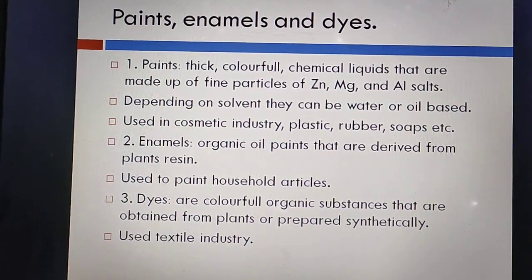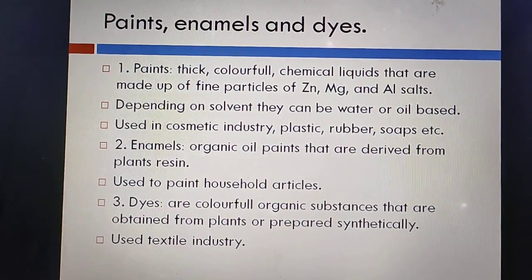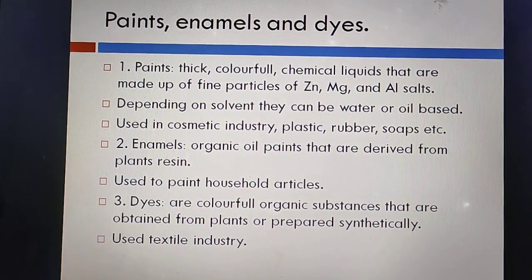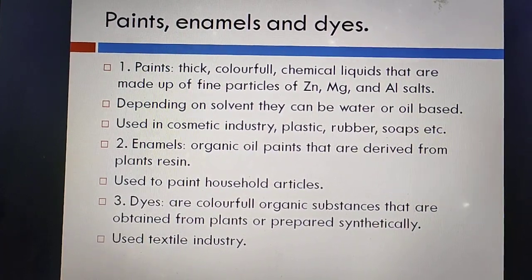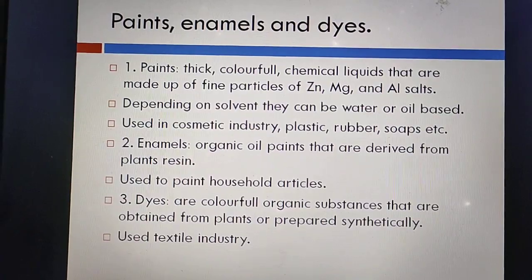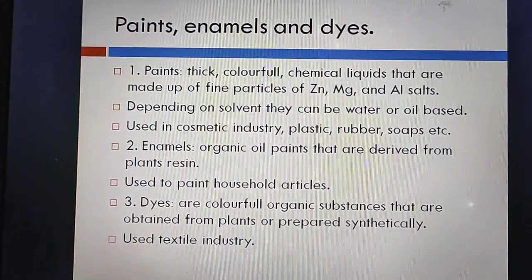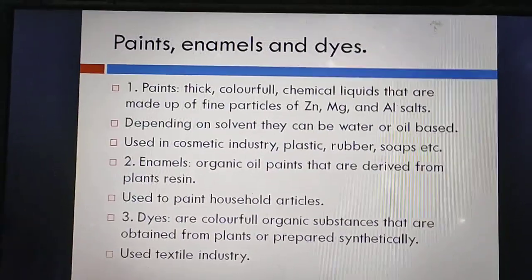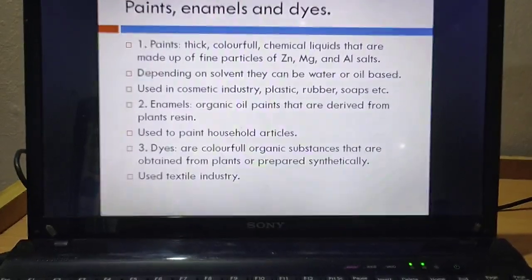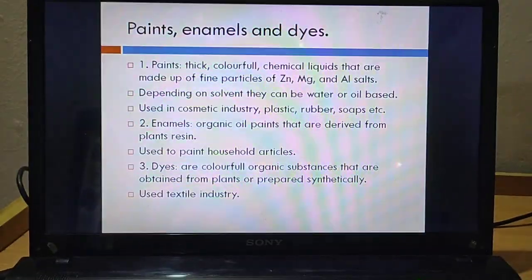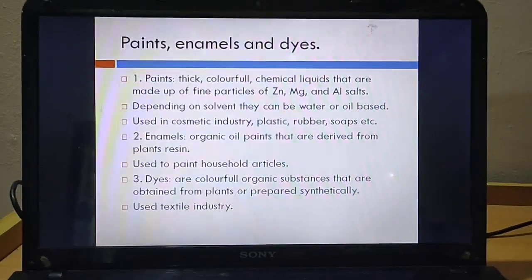Yes, dyes are colorful organic substances that are either obtained from the plants or they are prepared synthetically by using different chemicals. And dyes, as we all know, are used in textile industries. So all your clothes which you wear, the colorful clothes, they are dyed with different colors. Alizarin red and indigo blue are examples of dyes which are very commonly used in the textile industries.